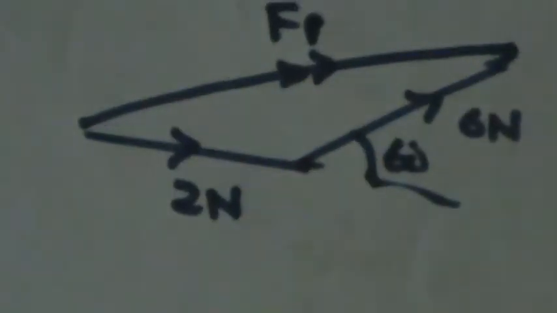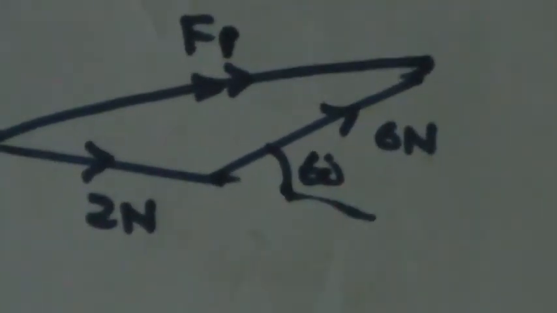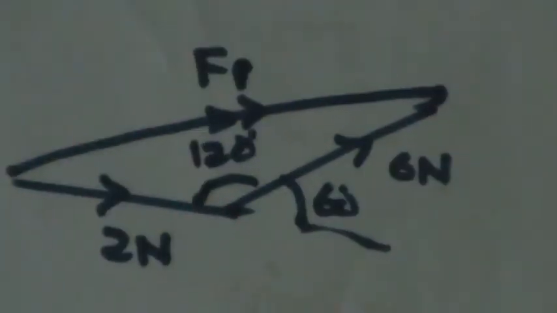So if I take some forces like this, a force of 2 newtons and a force of 6 newtons, so this will be Fr, and this angle I will take as 60 degrees. Now we have to find Fr. So what you can actually do is, this angle is 120, and you can easily put the cos theorem.